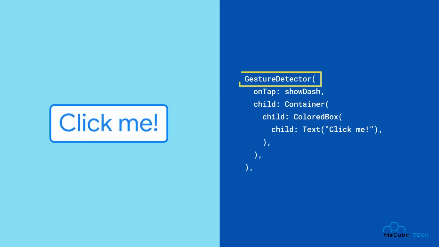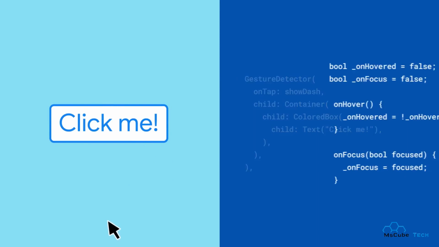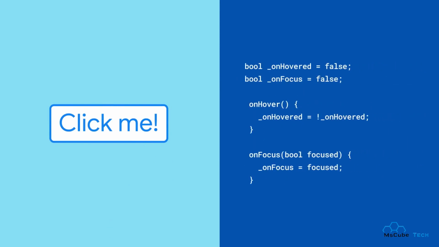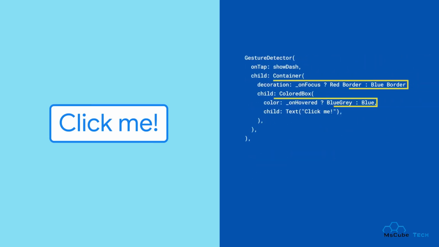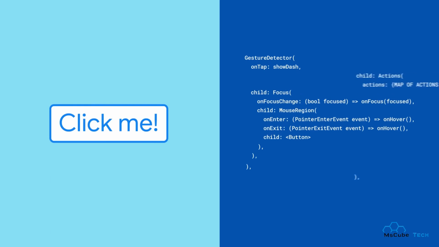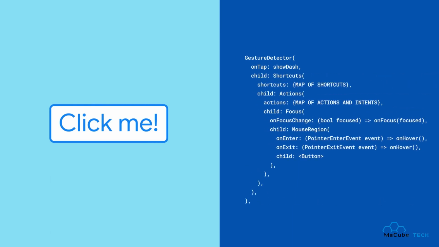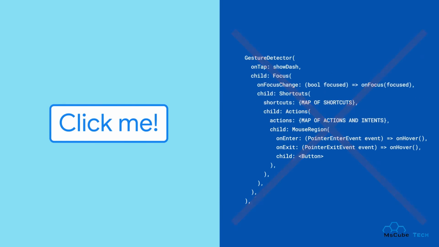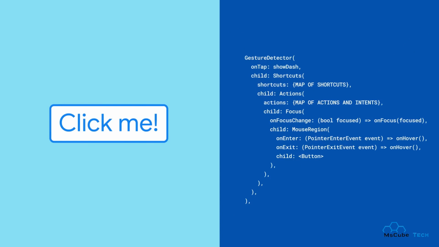Thanks to Gesture Detector, the button does things when you click it. You add in the appropriate variables and functions to store and manipulate states such as on hover and on focused, throw in some conditional styling for the button, give the button a mouse region, wrap in a focus widget, then an actions widget, and finally a shortcuts widget. Not to mention, nesting order matters for 3 of the 4 widgets, so if you accidentally put focus on top, nothing works. So tedious.